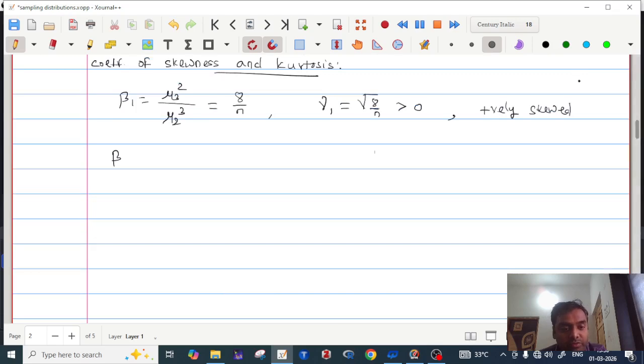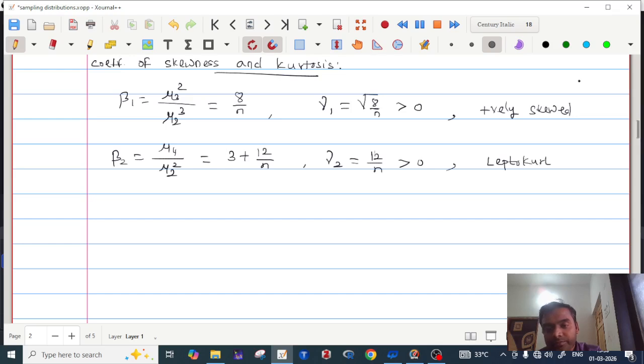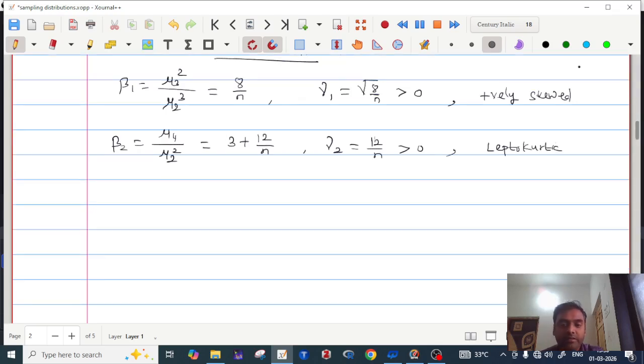Next, beta 2. Beta 2 is mu 4 upon mu 2 square. Putting the values of mu 4 and mu 2, we get beta 2 is 3 plus 12 upon n. Gamma 2 is equal to beta 2 minus 3, so these 3 get cancelled. Gamma 2 is 12 upon n. The interpretation is that the chi-square distribution is leptokurtic. That's it.